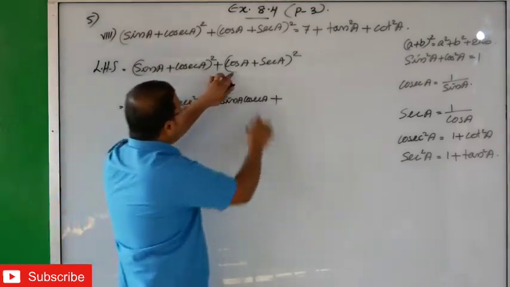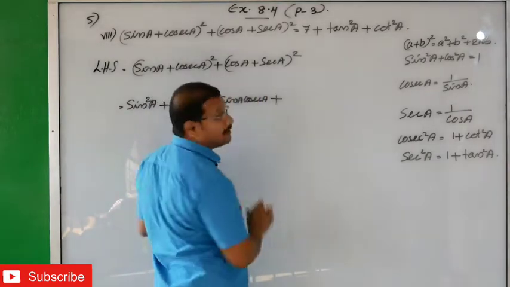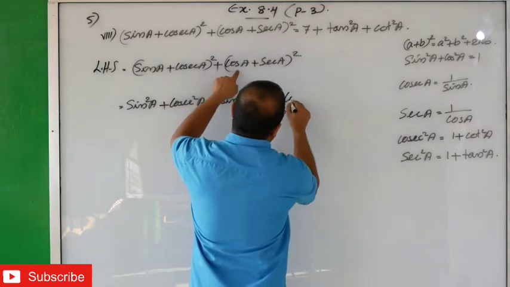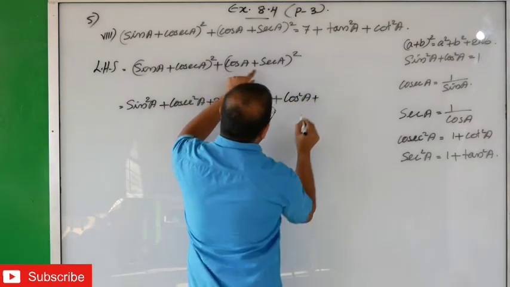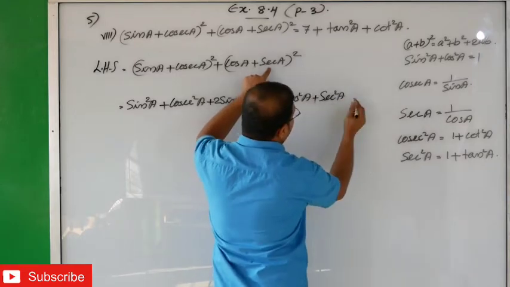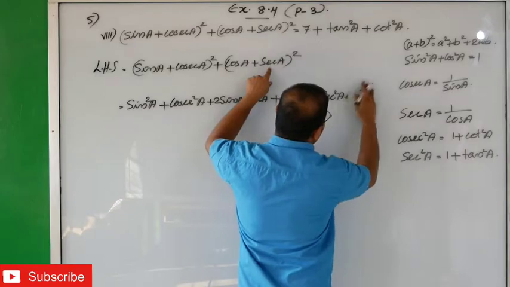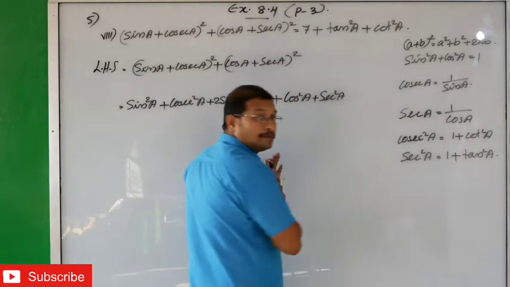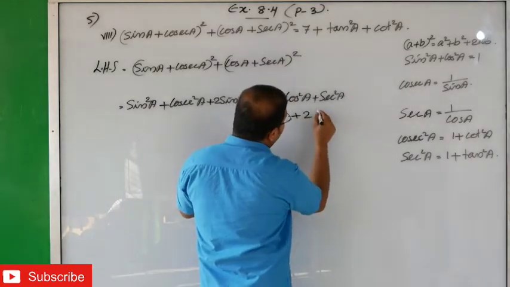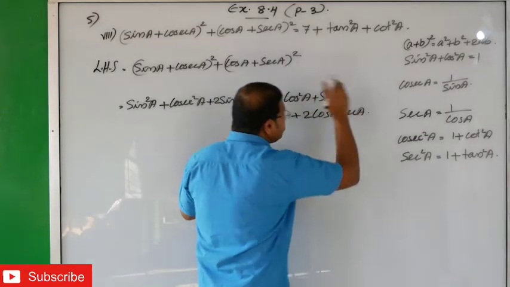Ready? Next one. (a plus b) whole square. Here a is cos a and b is sec a. So (a plus b) square means a square plus b square plus 2ab, that is cos square a plus sec square a plus 2 into ab. Ab means cos a into sec a.